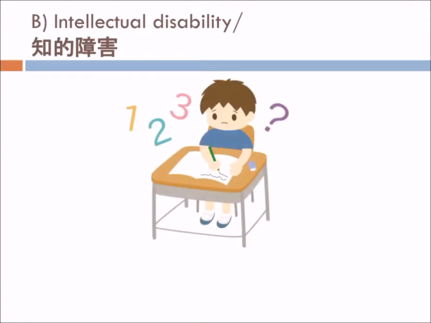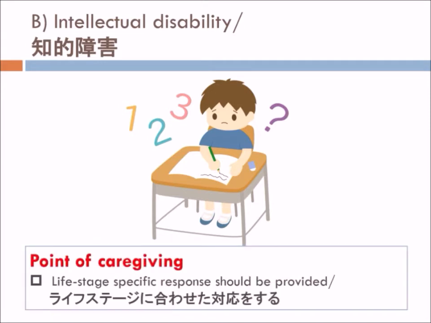Intellectual disability. A person with an intellectual disability is slow in intellectual development in general. If he or she is having difficulty in daily living, he or she needs some special assistance. Point of caregiving: life stage specific response should be provided.